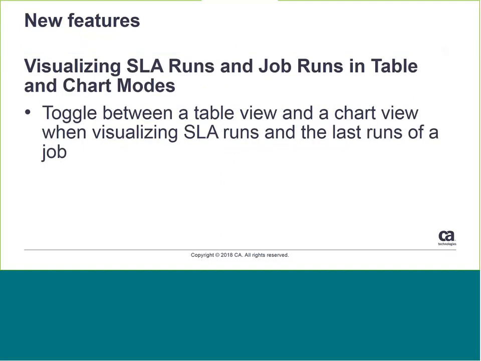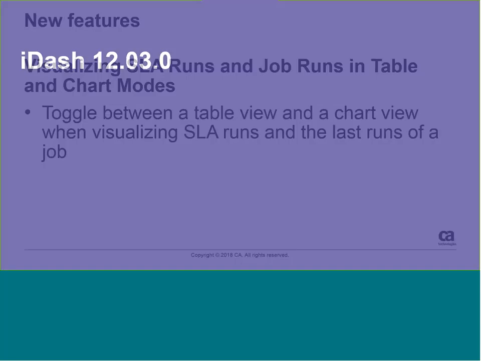And then being able to toggle between a table view and a chart view for the SLA runs, and also seeing the last runs of the job. That was also added in 12.0.2. So 12.0.2 is pretty feature-rich in terms of adding functionality from a reporting standpoint and also from troubleshooting and viewing of SLAs. So what was in 12.0.3?